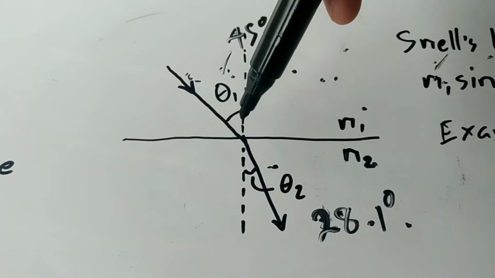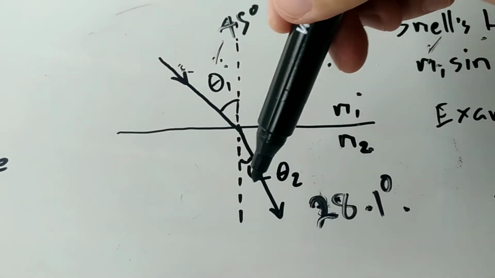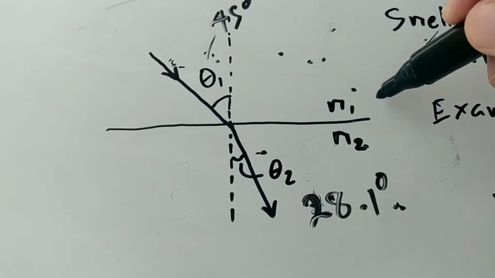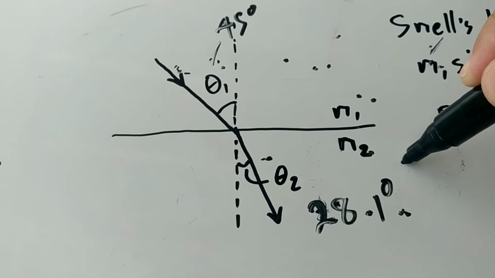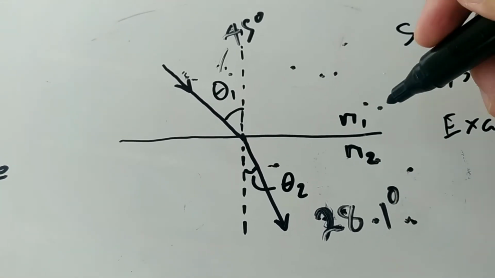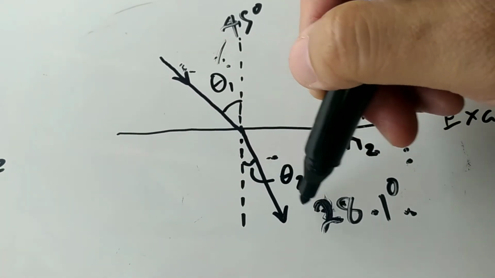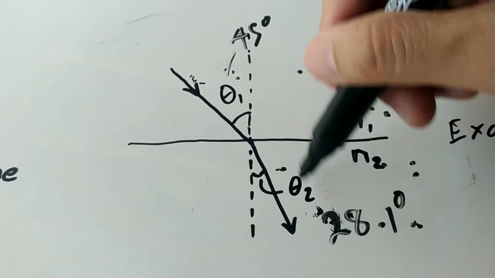Coming in is 45, and then it bends toward the normal to 28.1 degrees, because this is air and this is glass. If this were reversed, from glass to air, then this angle would be greater than this angle. That's the fish right there.